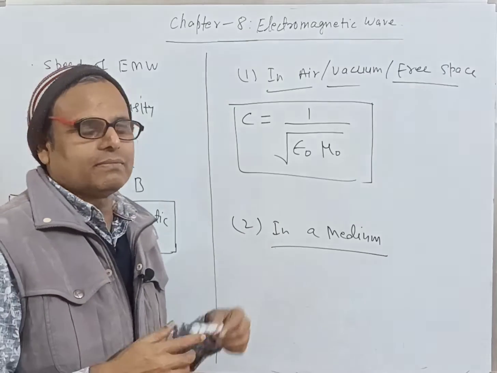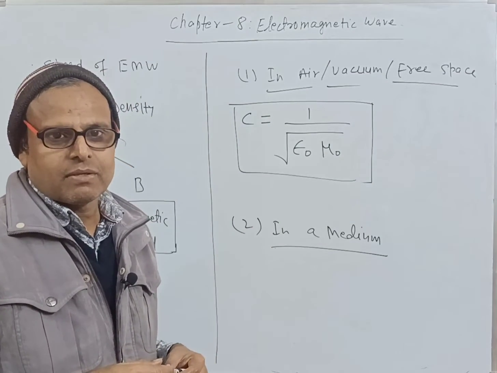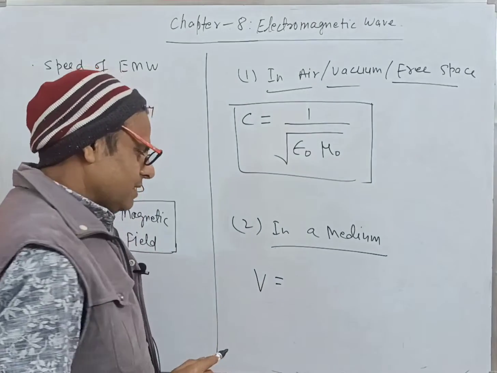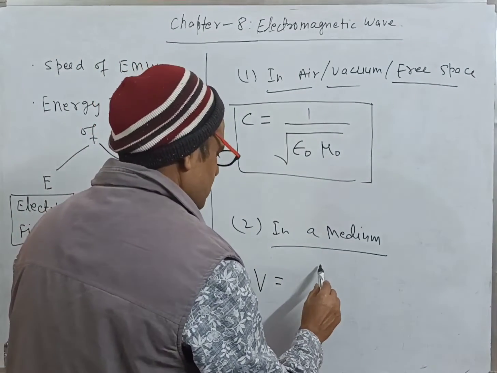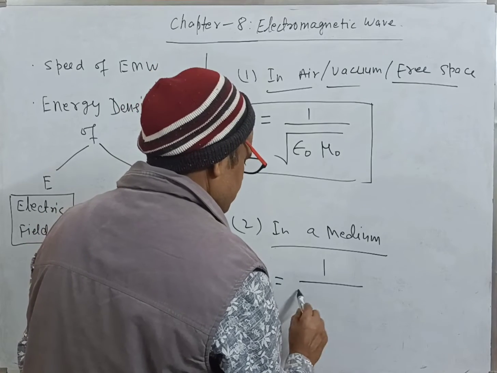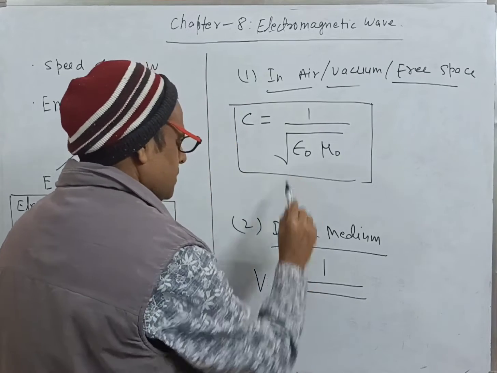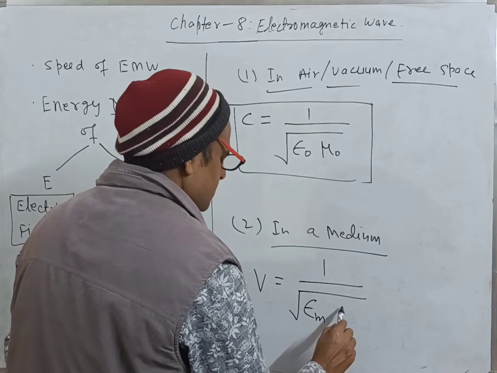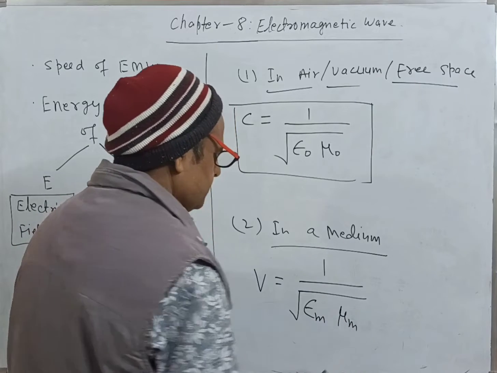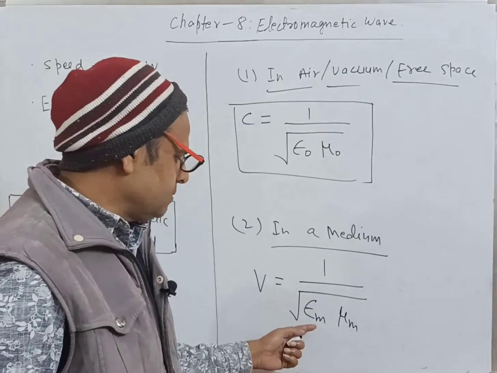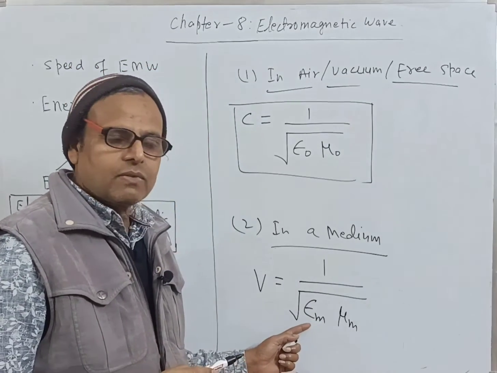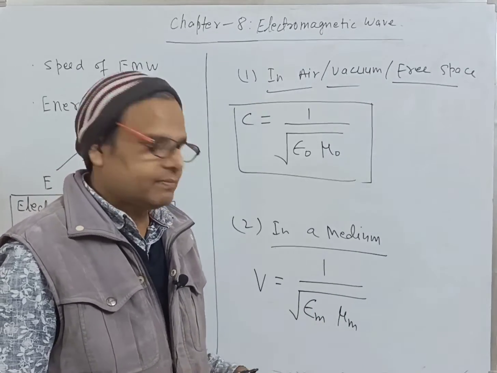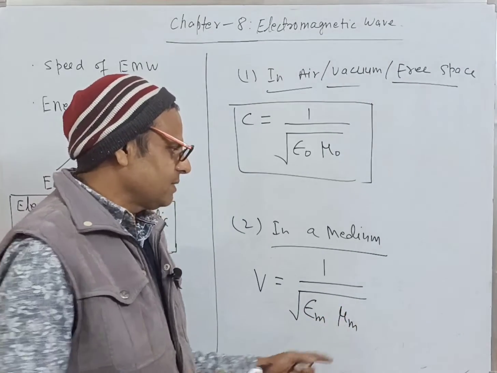But in a medium, the speed of light, its formula is given by 1 over the square root of epsilon m mu m. This is the permittivity of the medium, and this is the permeability of the medium.